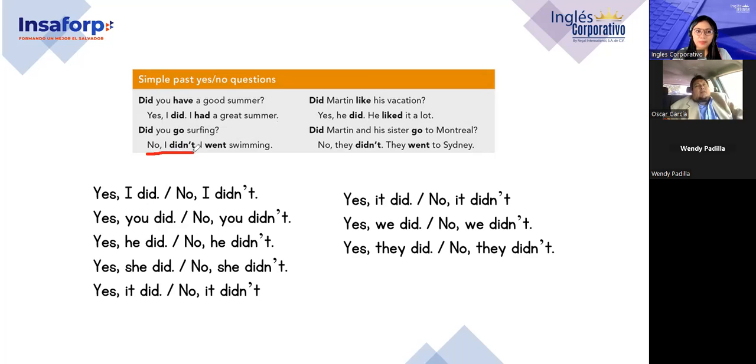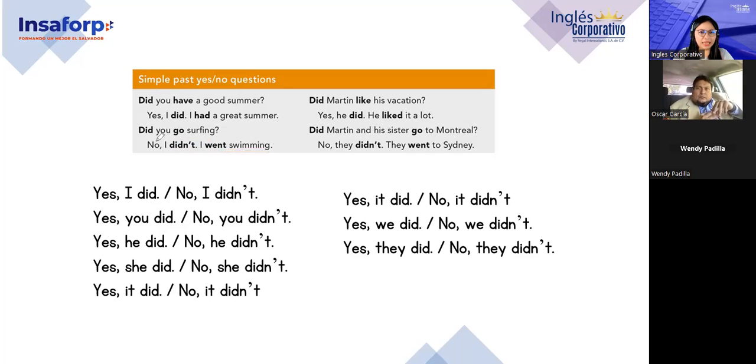No, I didn't. En el caso de las negativas, sería ilógico que volvamos a decir no, I didn't go surfing. No, no fui a surfear. No, mejor corrijamos la información o proporcionemos la información correcta. Did you go surfing? No, I didn't. I went swimming.